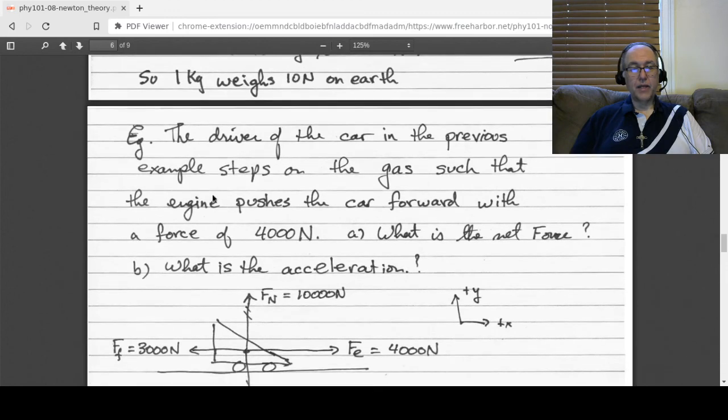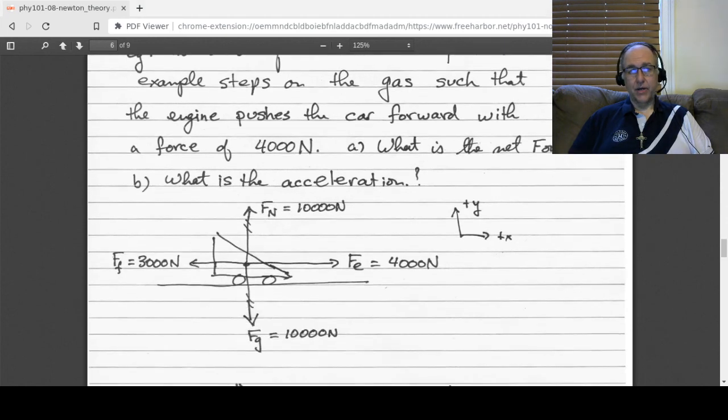Okay, so another problem, because the problem I did so far was really just illustrating the first law. Let's try to illustrate the second law. The driver of the car in the previous example steps on the gas such that the engine pushes forward with 4,000 newtons. What is the net force? Let's assume that the friction stayed the same. And so we have the following free body diagram, as it's called.